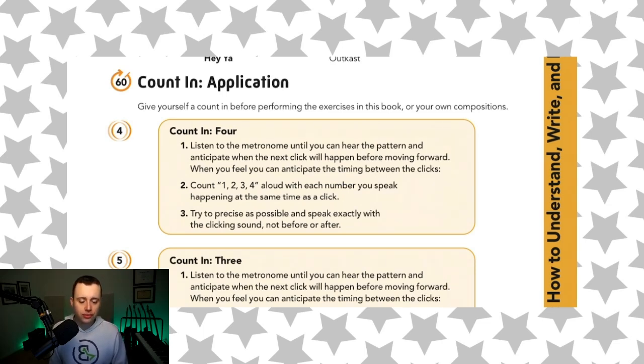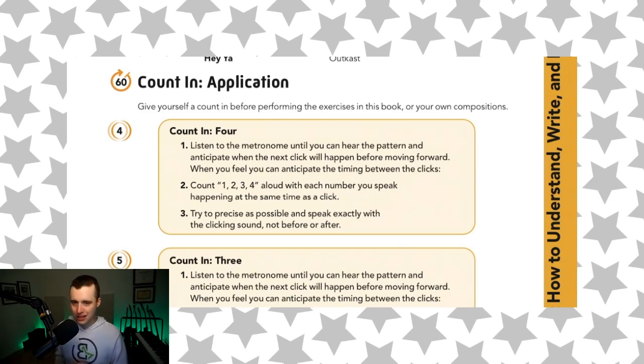Once you feel like you know when that next click is going to happen, you're going to count 1, 2, 3, 4 aloud, with each number you speak happening at the same time as a click. Just like this. 1, 2, 3, 4. That's it. Now try to be as precise as possible. Speak exactly with the clicking sound, not before or after.